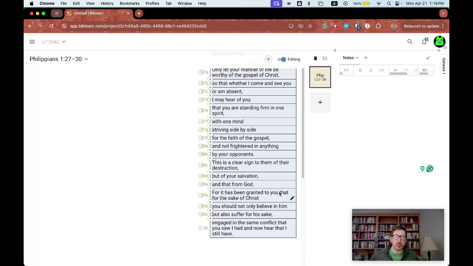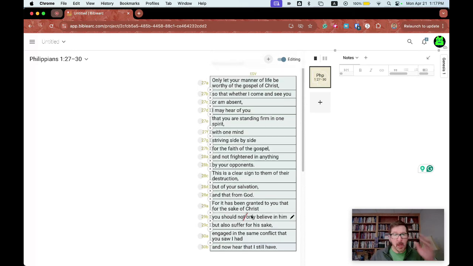We could break that down into 2 propositions, but we don't want to get too advanced here with that. Engaged in the same conflict that you saw that I had, and now hear that I still have. There's not 2 propositions here because it's explaining what, you could do an idea explanation, but it just doesn't make sense there. So, and now hear that I still have. Okay, so we have these 4 verses now broken up into propositions, and now we need to connect these statements in ways that make sense.